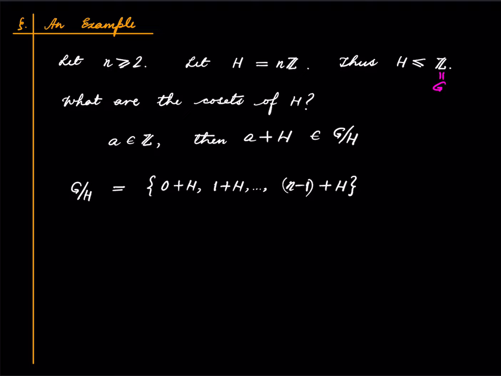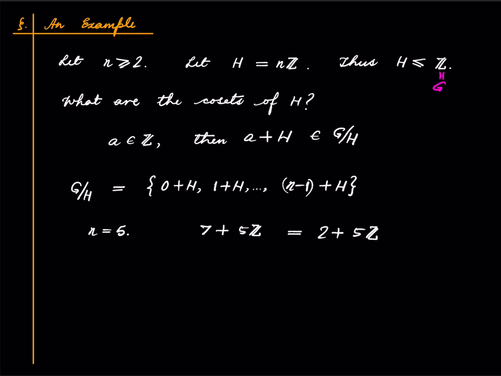So, well, there's not much going on here. I encourage you to think about this before you proceed. Why these are the only cosets? Because the reason is this. Suppose we had n equals 5. Then what I want to say is that 7 plus 5Z, this 5Z is H, 7 is just some integer. This is nothing but 2 plus 5Z, 2 plus H.